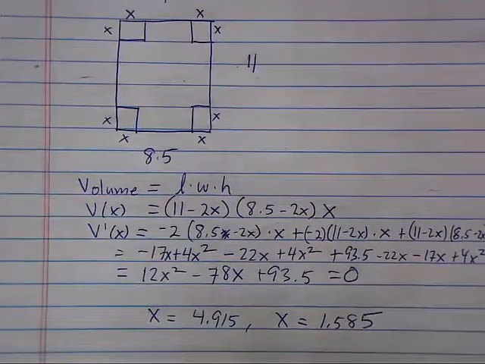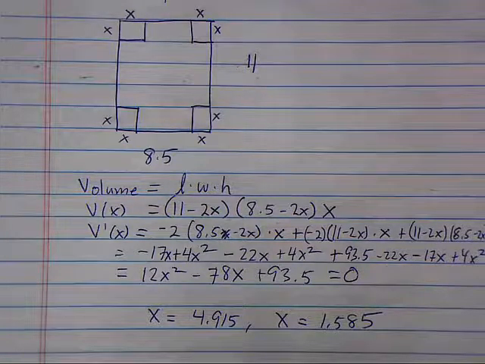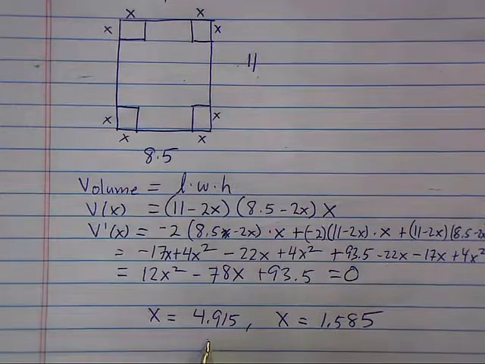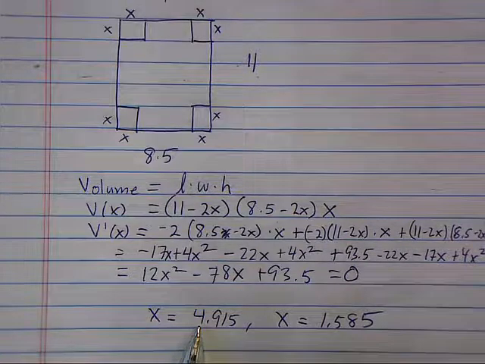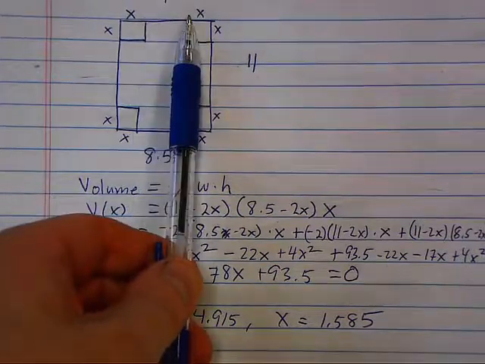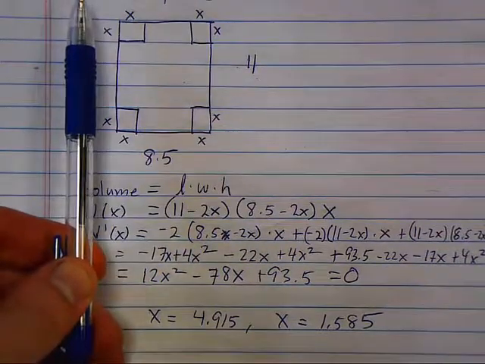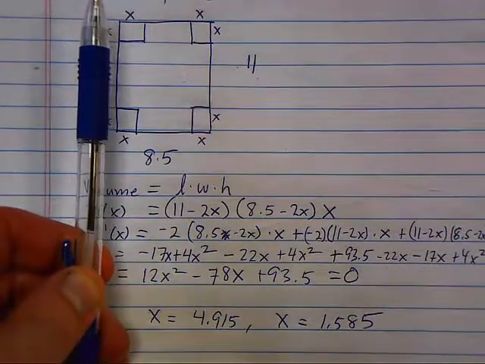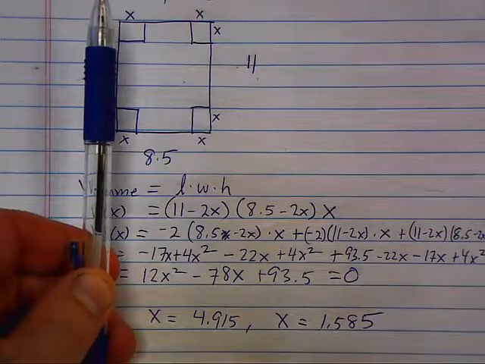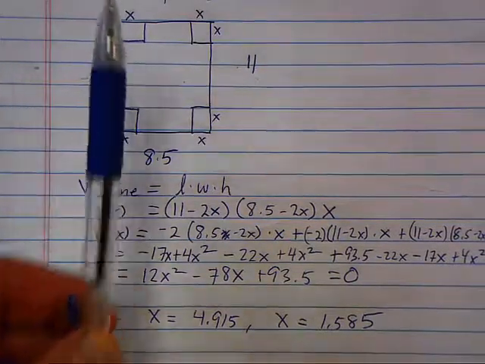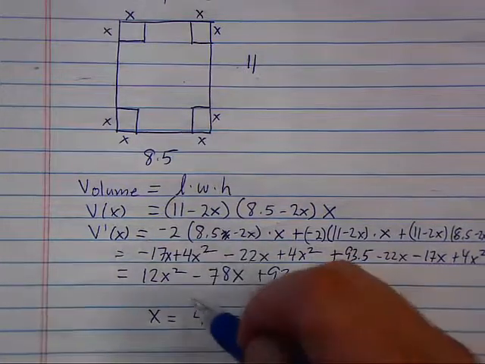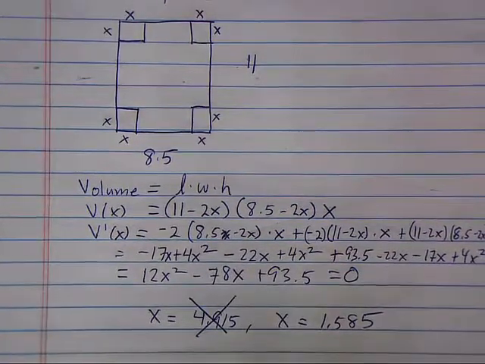One of those answers is acceptable. One of them is not. X cannot be 4.9. Why not? Because if I cut 4.9 off of this end and I cut 4.9 off of this end, I just cut off 9.6. I only got 8.5 to start with, don't I? I can't cut off 9.6 if I only have 8.5 to start with. So that one's got to be wrong. So x should be about 1.585.